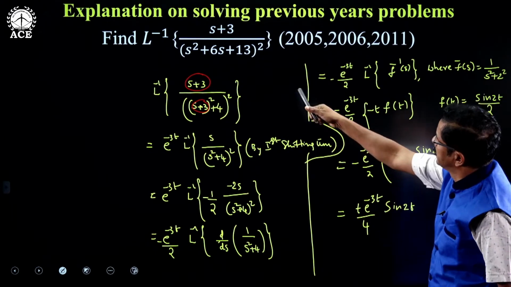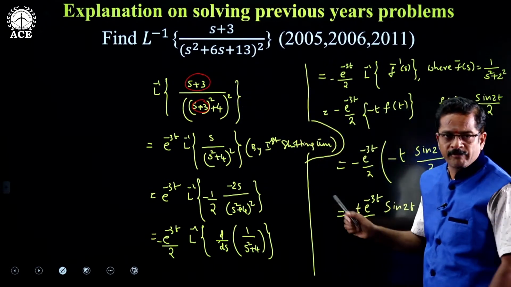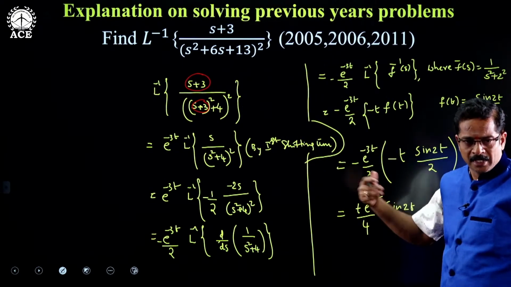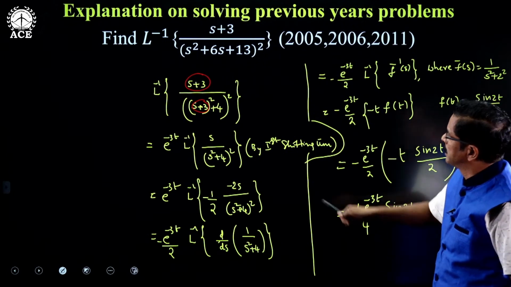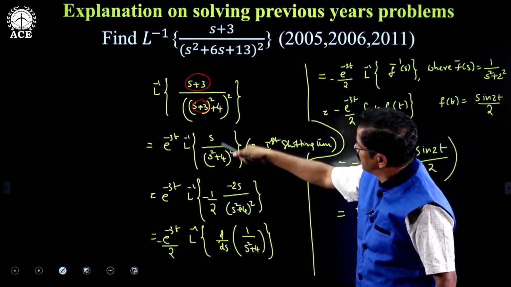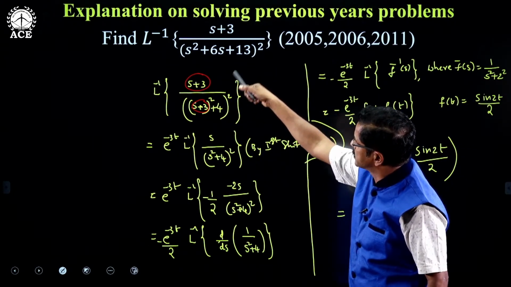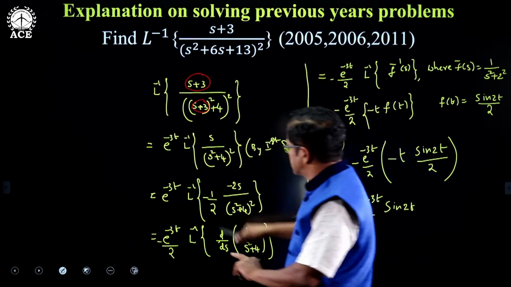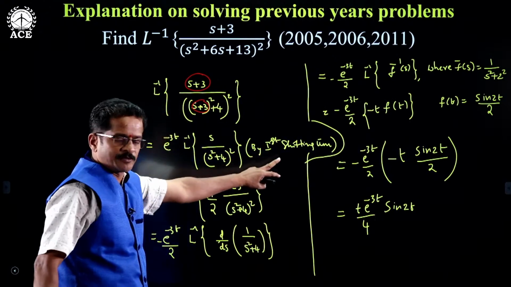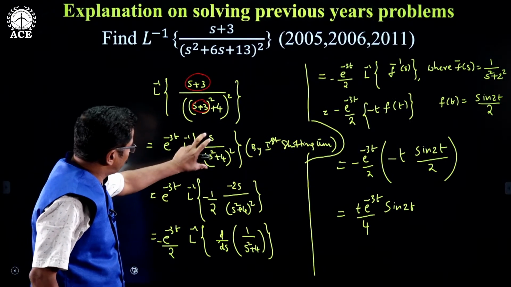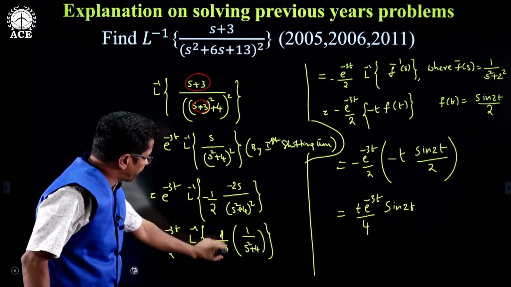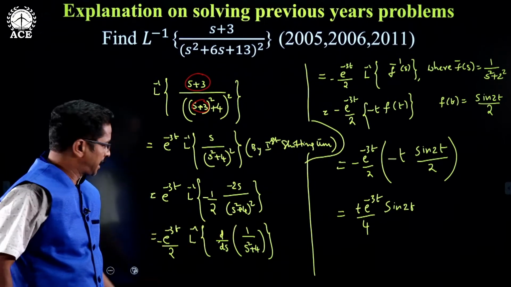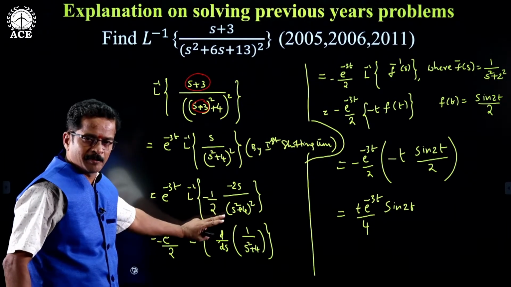So this is the inverse Laplace transform of this. For this problem I took a separate, different approach. I just wrote this in terms of s plus 3. I made that s plus 3 into s by applying the first shifting theorem. Then I converted it into the differentiation of some function by multiplying by minus 2 and dividing by minus 2.